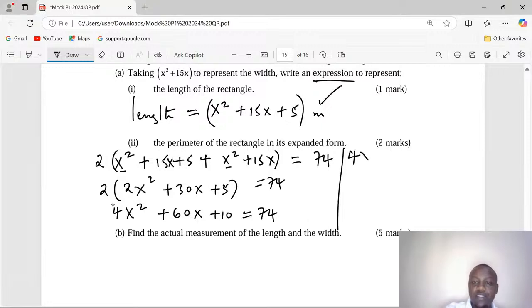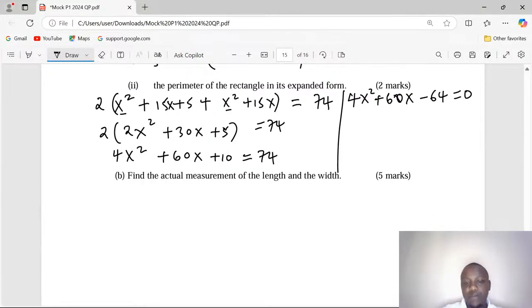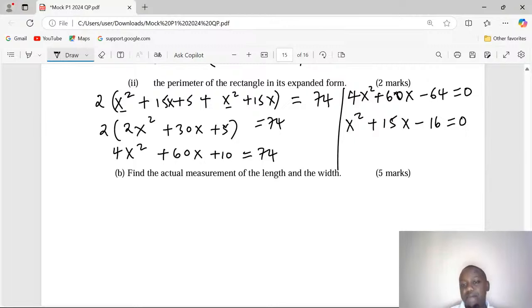I have 4x squared plus 60x minus 64 equals 0. This equation can be simplified further because 4 is uniform. So x squared plus 15x minus 16 equals 0. That is the most simplified equation for the perimeter.